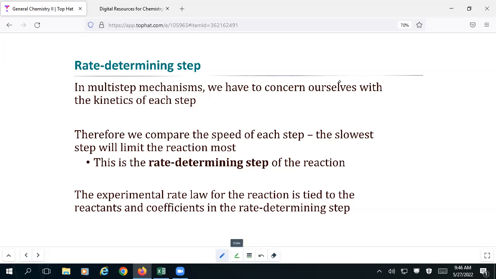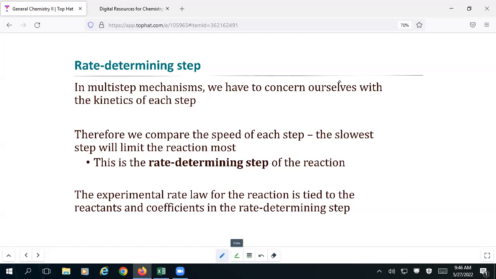So when we can determine what the rate determining step is, we take the stoichiometry of that step, and that becomes our rate law. And so that's how we can go from, hey, this is a 5th order reaction, 5 reacting molecules, to, you know what, this is actually a 2nd order reaction. How do I go from 5 reacting molecules to 2?